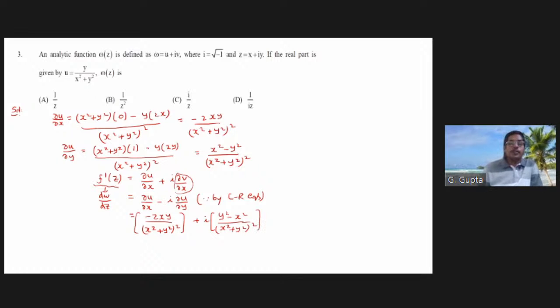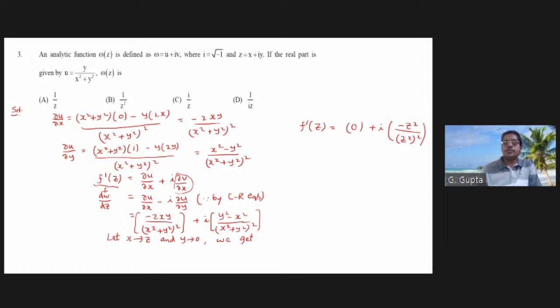So, replacing x by z and y by 0, that is x tends to z, y tends to 0, meaning x is replaced by z and y is replaced by 0, we get f dash z equal to: with y equal to 0, the first bracket becomes 0, the second bracket plus i times minus z square in the numerator, denominator z square whole square.